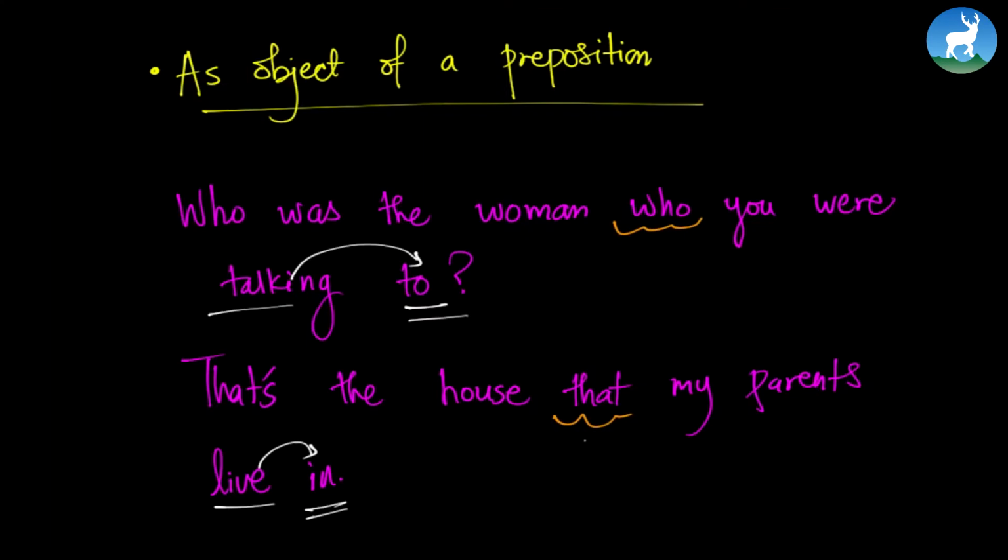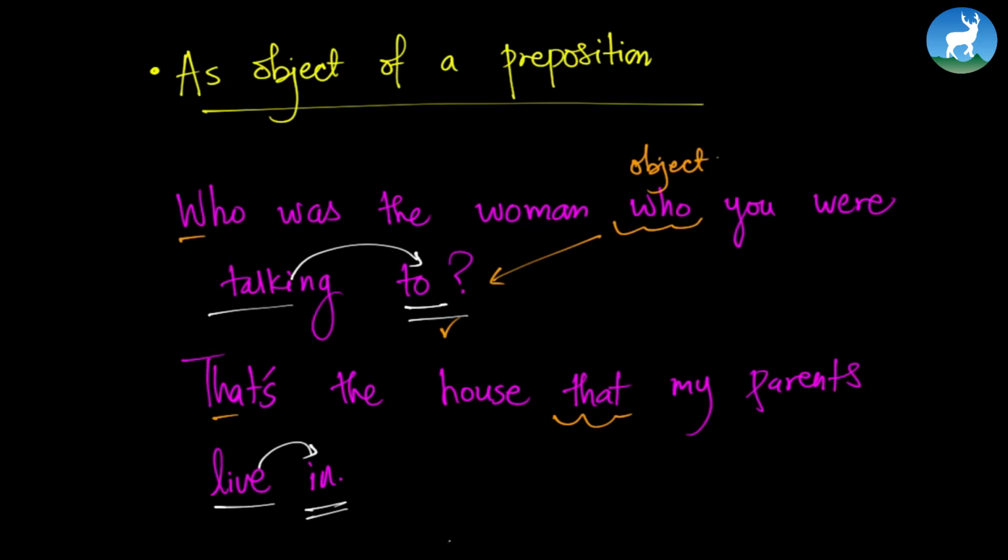In this case, we repeat the relative pronoun because here is that and we have another that, here is who and we have another who, and it's perfectly fine. We repeat them because the first one is not a relative pronoun, by the way. So who was the woman who you were talking to? The second who is acting as an object. It is acting as an object to a preposition, this little thing called to.